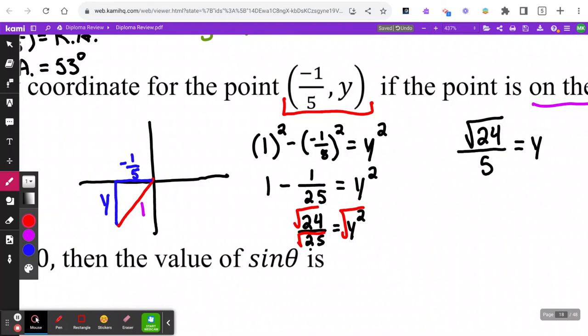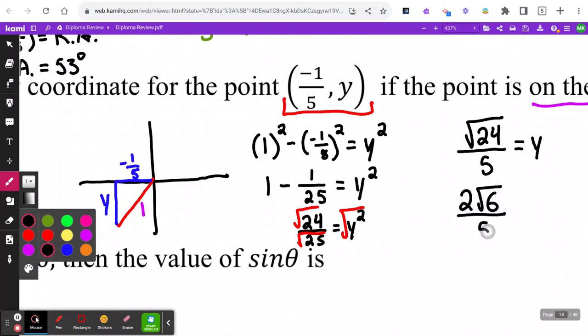That is not the right answer. The reason it's not the right answer is because root 24 can be reduced. So simplifying radicals. Find a perfect square that goes into 24. 4 goes into it. The square root of 4 is 2. This is 2 root 6 over 5 equals y. It's not terrible. When you calculate it, it's also wrong. Why is that the wrong answer?